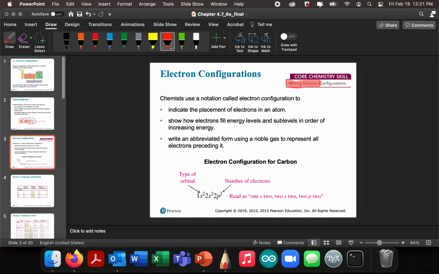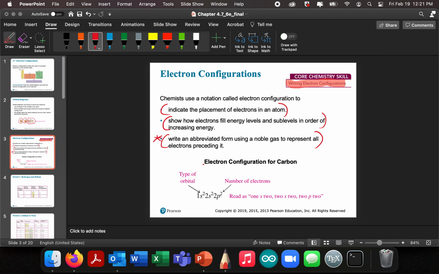All right, so that's an introduction to an orbital diagram, and now we're going to introduce you to electronic configurations. Chemists use electronic configurations to indicate the placement of electrons in an atom, to show how electrons fill energy levels and sublevels in order of increasing energy. And they can write it in an abbreviated form, which I'll show you in the next video, to represent all electrons preceding it. That'll make more sense in the next video. We won't say much of anything about that in this one.